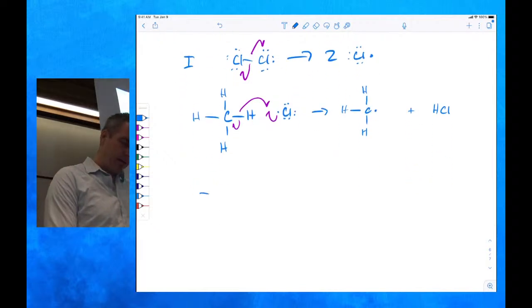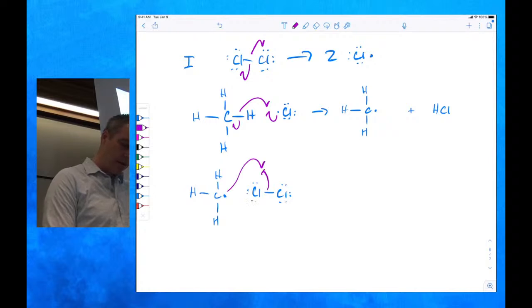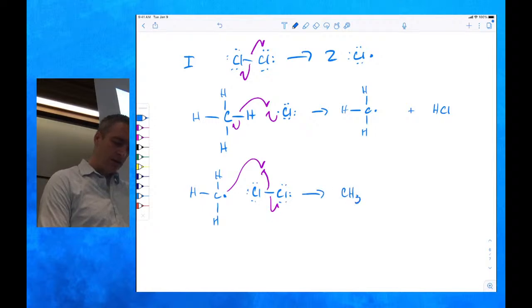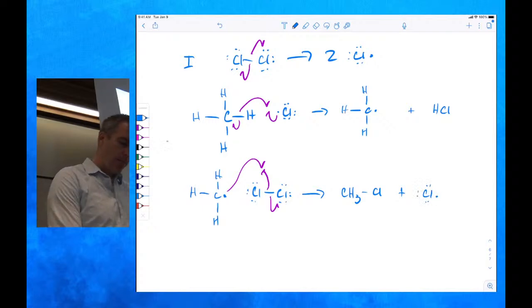Next, that methyl radical can find, by random collision, another Cl2 molecule, which can do this. That makes your product CH3Cl plus a new chlorine radical. So these are propagation steps, both of them.